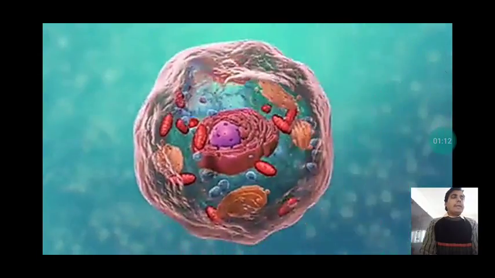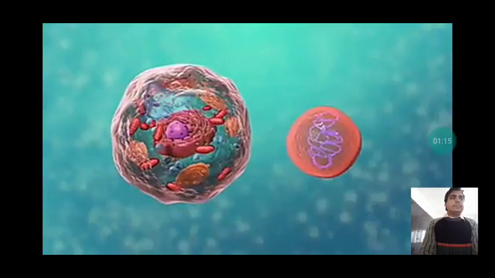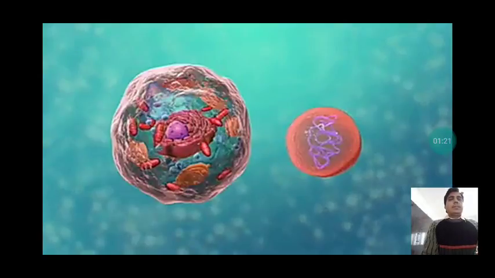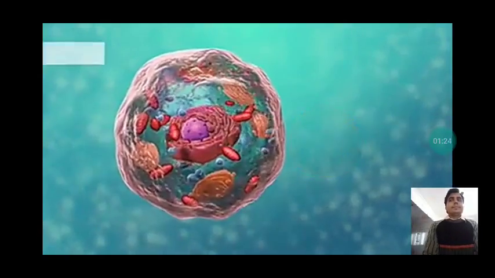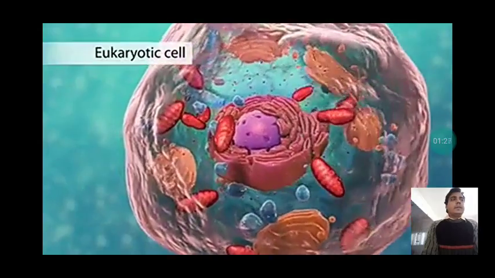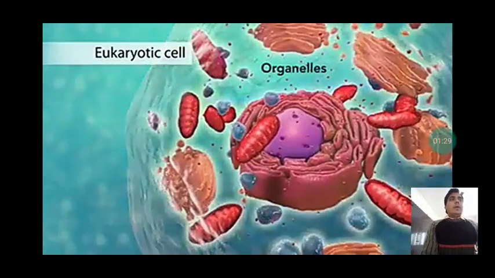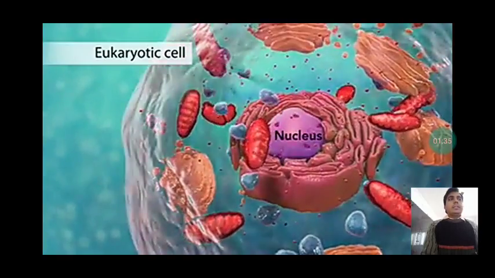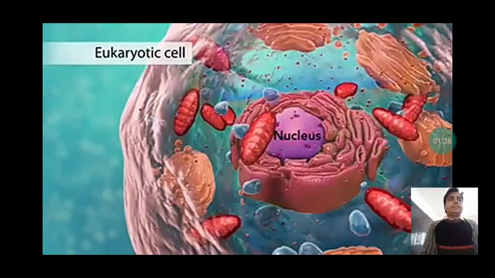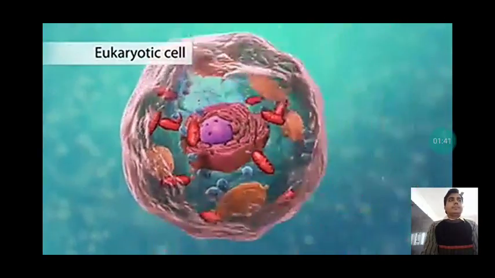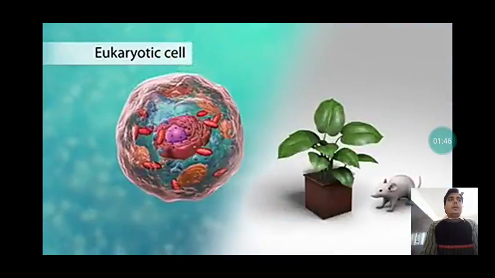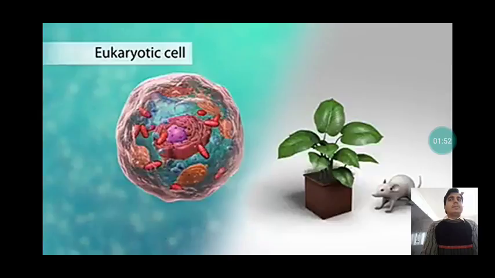There are two broad categories of cell. The first category is eukaryotic cells. They have organelles, which include the nucleus and other special parts. Eukaryotic cells are more advanced and complex cells, such as those found in plants and animals.